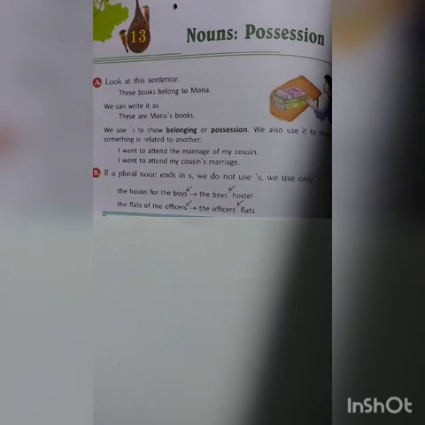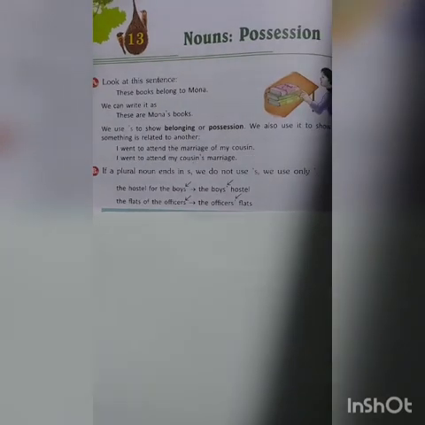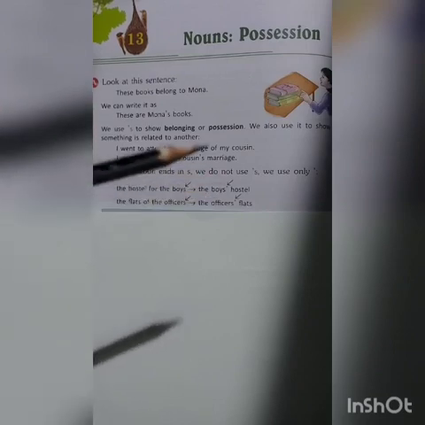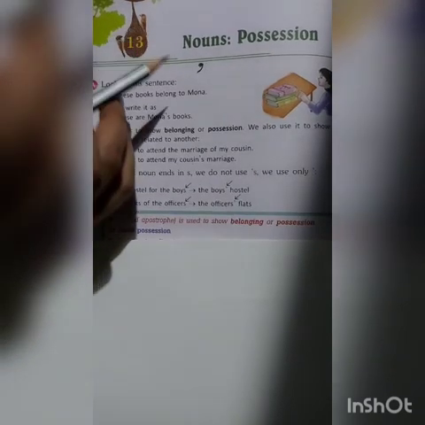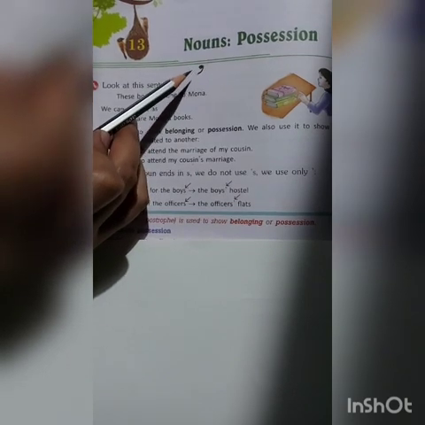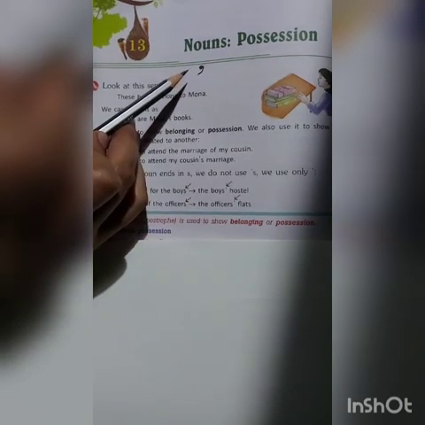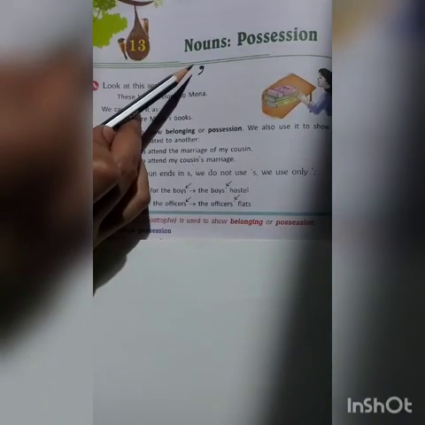Nouns possession. A noun can show what it owns or possesses. And to show belonging or possession, what do we use? We use a hook-like thing called an apostrophe. This is how an apostrophe looks. It looks like a comma, but it is placed at the top and not at the bottom.